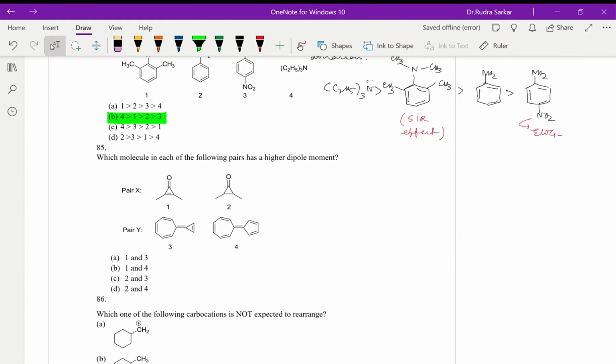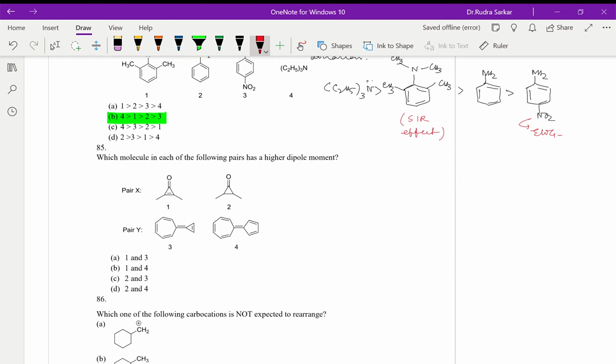Next we have, which molecule in each of the following pairs has the highest dipole moment. Now in this case, for one, the question is which molecule in each of the following pairs has a higher dipole moment. So among 1 and 2 we have to tell which is having higher dipole moment.